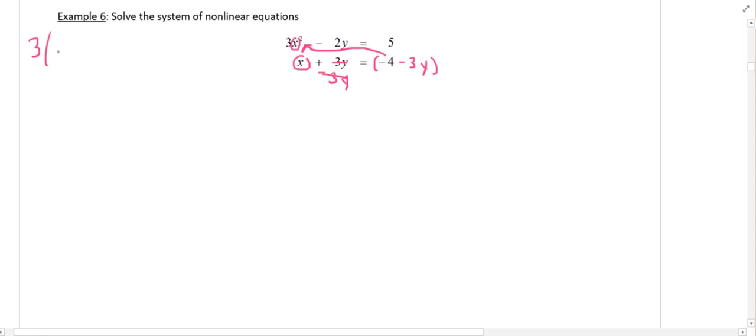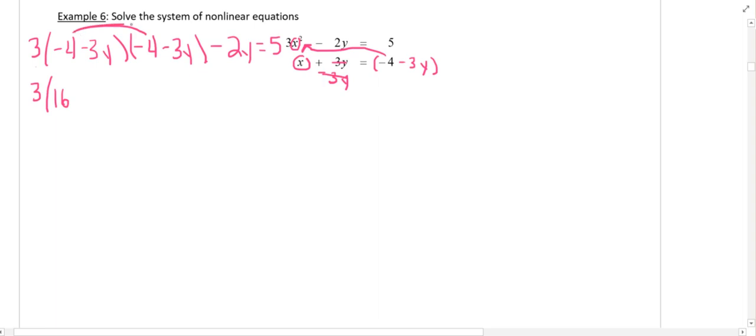3 times (-4 minus 3y) squared, so I'm going to do it twice. (-4 minus 3y)(-4 minus 3y), because I'm going to end up wanting to multiply that out, minus 2y equals 5. So I'm going to multiply all of this out. I'm going to start with the inside here in FOIL. So -4 times -4 is going to give me a positive 16. I'm going to leave the parentheses there because I still need to bring that 3 down. -4 times -3y gives me a positive 12y. -3y times -4 gives me a positive 12y. -3y times -3y gives me a positive 9y squared.